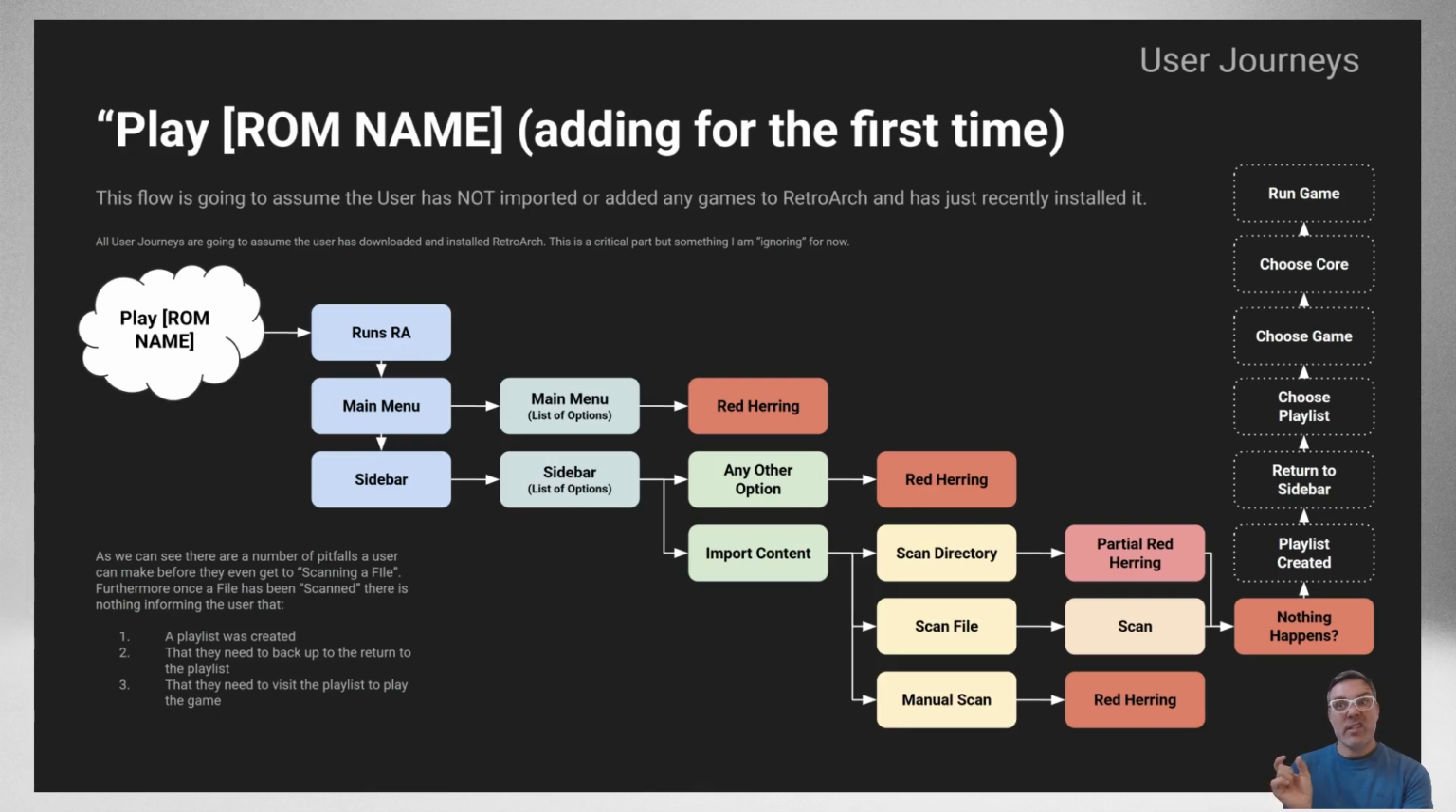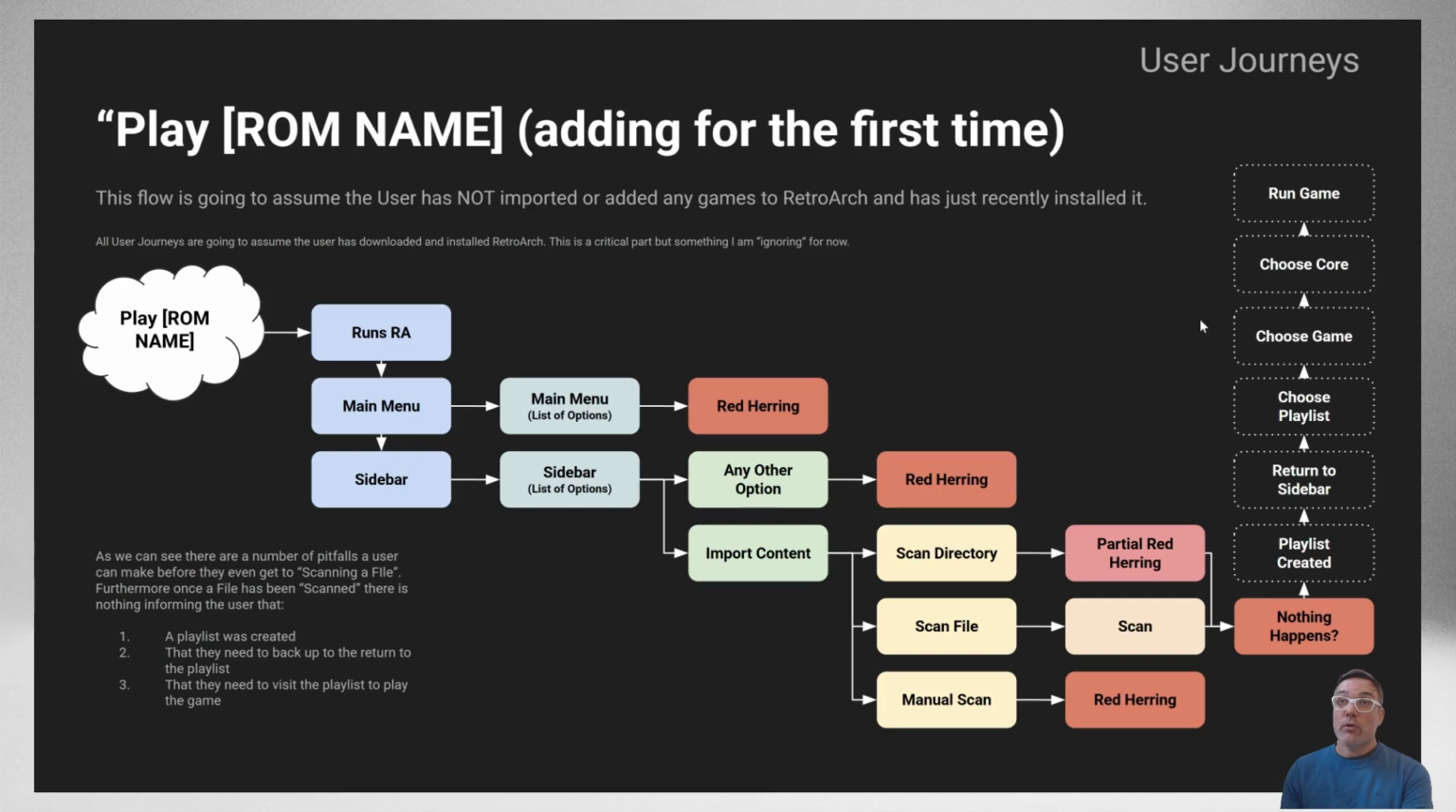So you're now just sitting on the same screen in the folder that you chose, and you have to make a very big leap, which is why these are now dotted, to the fact that a playlist is being created, right? And so then you have to back all the way out to the sidebar, go down to the playlist, right? Choose the playlist, choose the game, and you still can't play it. So you have to now choose a core, and then once you've chosen a core, you can then run the game.